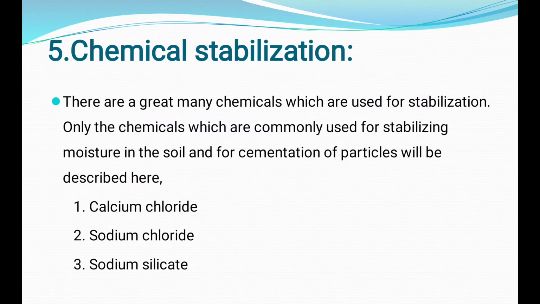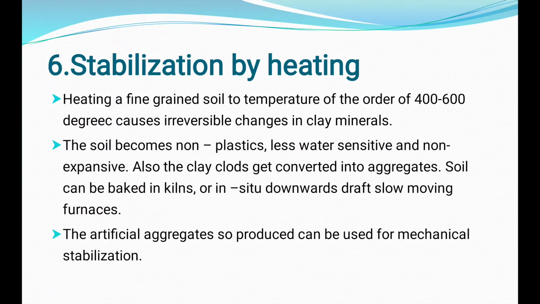So next one is chemical stabilization. Chemical stabilization means the stabilization of soil is done by using chemicals. The chemicals commonly used for stabilizing moisture in soil and cementing particles are calcium chloride, sodium chloride, and sodium silicate.